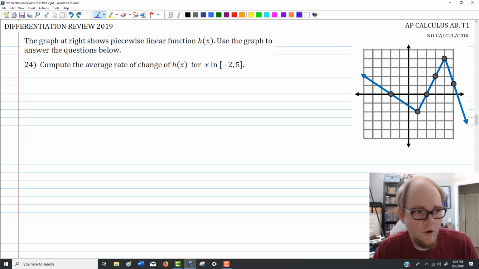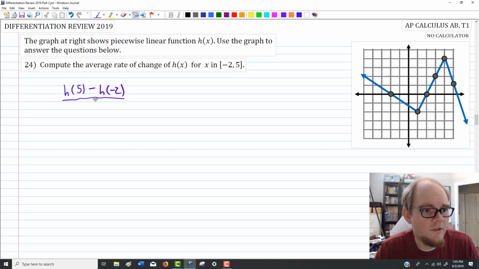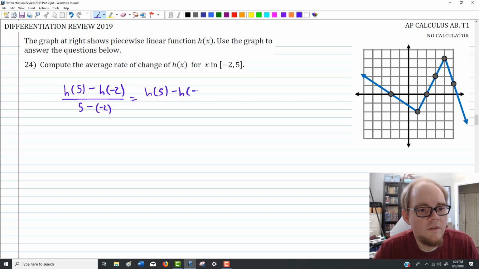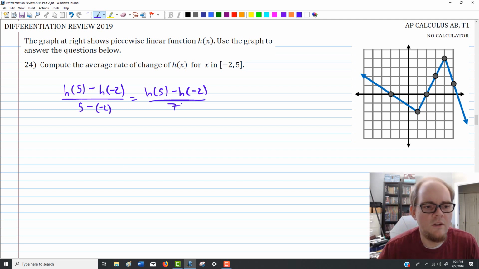So for 24, we're going to compute the average rate of change of h of x for x on negative 2 to 5. So simply put, the most important thing to do to start off with is just write out your difference quotient. Oftentimes that is a guaranteed point here, demonstrates that you understand the meaning of that vocabulary phrase, the average rate of change. So we might as well get it in there, make sure it's covered, and in fact I'll even go a little bit further, write this as over 7.